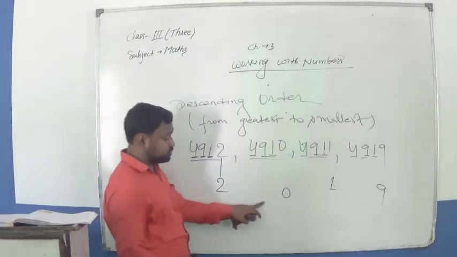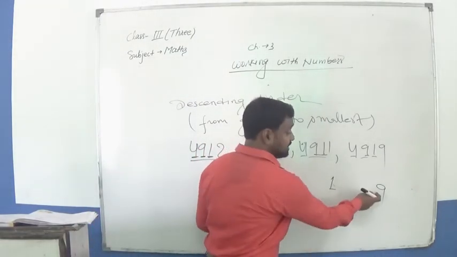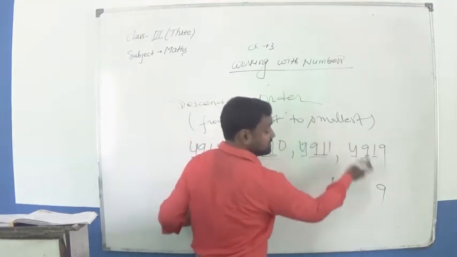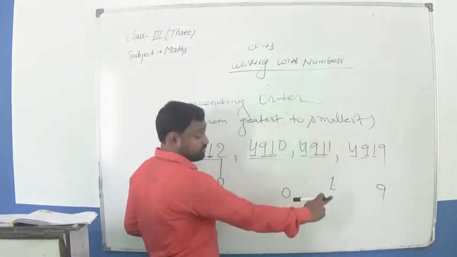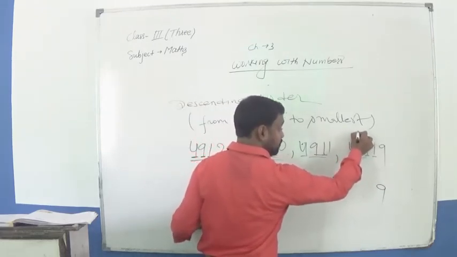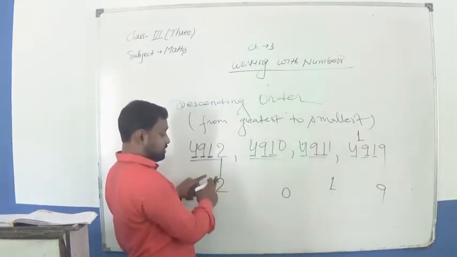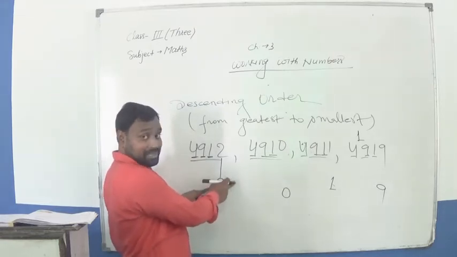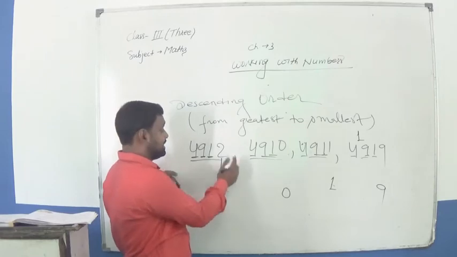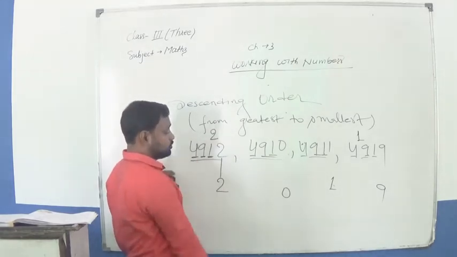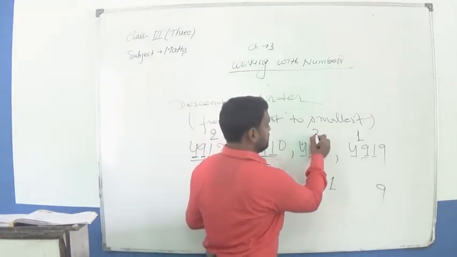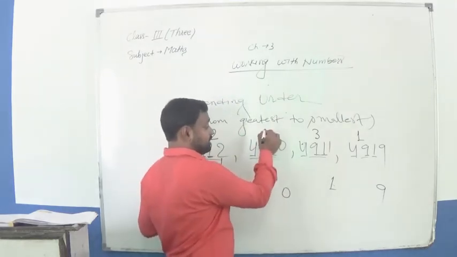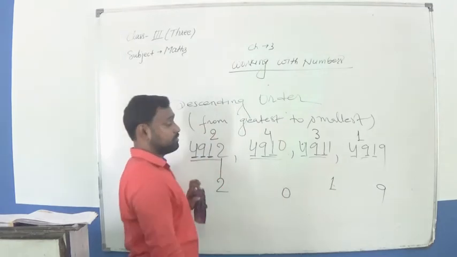Okay, 4919 is the largest and we have to arrange from greatest to smallest. It is the greatest number of these 4. That's why it will be 1. After 9, I can see that 2 is the second greatest number. That's why it will be 2. And 1 will be 3. 0 is the smallest, smaller than 1, that's why it will be 4.